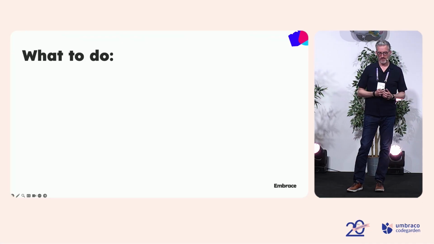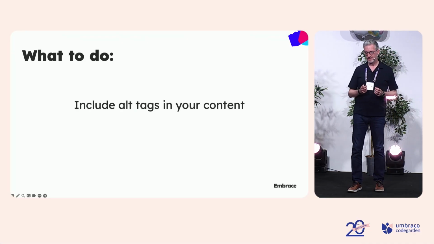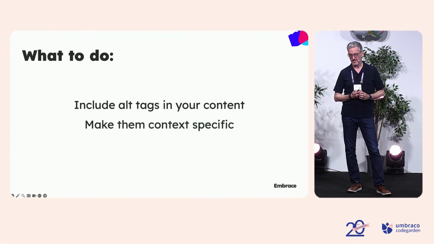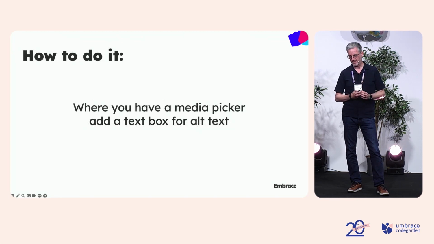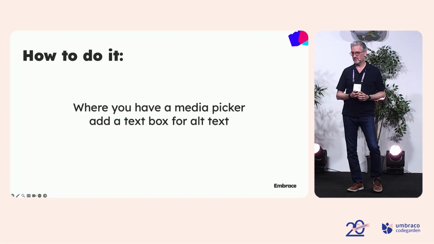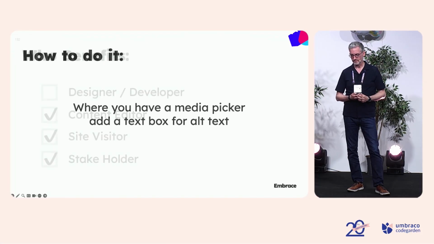So what to do? Well, we want to include alt tags in our content. That's the most important bit. But really, the other takeaway is make them context specific, because that really is important to get that right. And how to do it? Well, basically, where you have a media picker, make sure you've also got a text box so that someone can add the alt text. And it's also good for the content editor. It makes life easy for them because there's that prompt every time they use an image to also, yes, we must do the alt text.